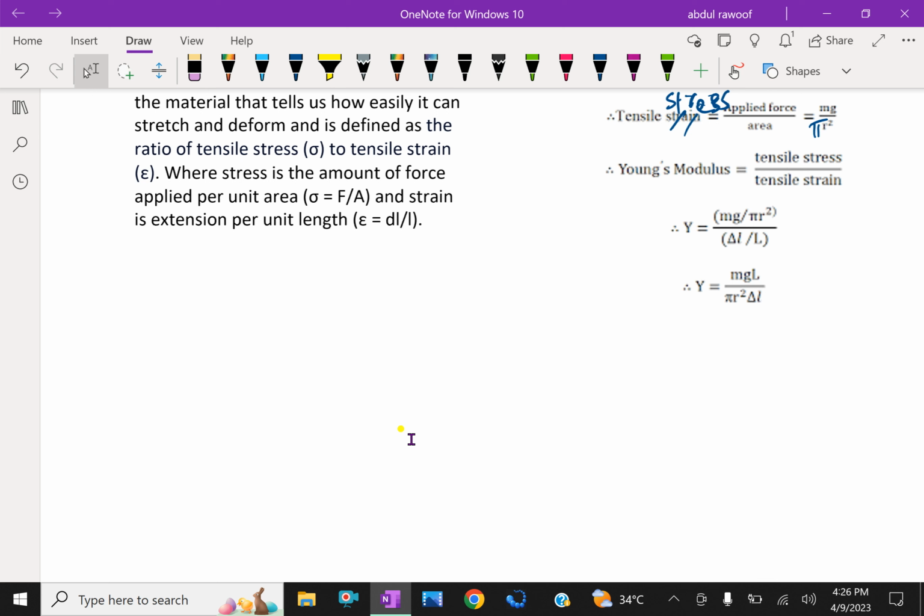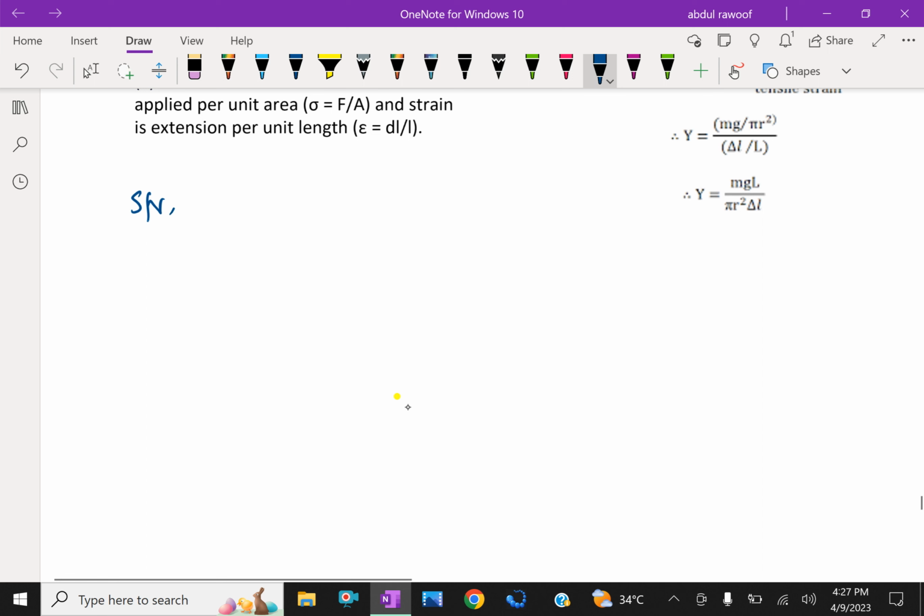Consider a metal wire of length L having radius r suspended from a rigid support. A load mg is attached to the free end of the wire. Due to this, a deforming force is applied to the free end of the wire in downward direction from its equilibrium position. Longitudinal stress is equal to applied force by area.